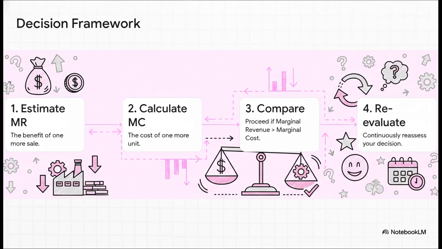Step 3 is the golden rule of decision-making. You compare them. As long as the marginal revenue is greater than the marginal cost, the decision is profitable. You do it. The moment they're equal, you stop. And step 4, which is crucial, you reevaluate constantly because markets, tastes, and costs are always changing.